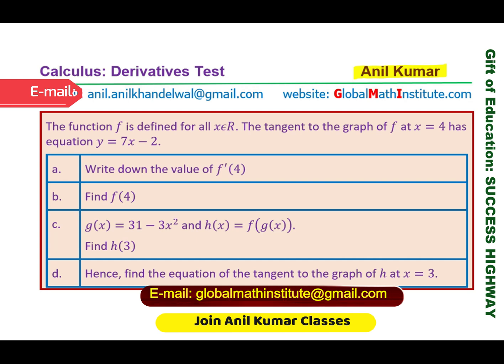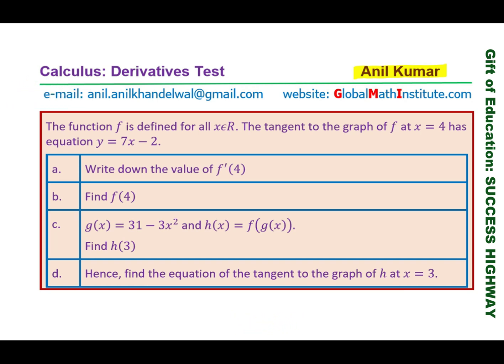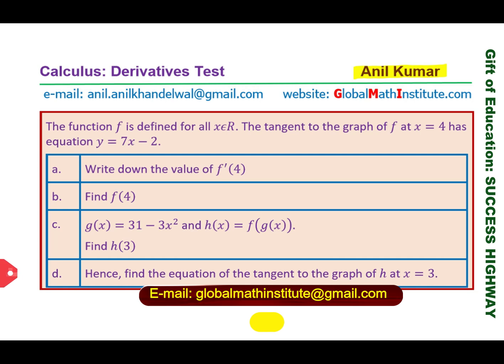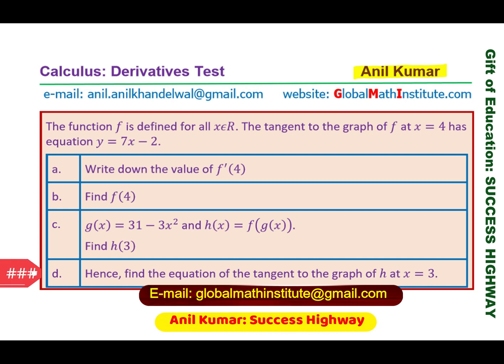g of x is defined as g of x equals 31 minus 3x squared, and h of x is f of g of x. So it's a composite function. You need to find h of 3. And part D is, hence, find the equation of the tangent to the graph of h at x equals 3. So this particular part, find the equation of the tangent to the graph of h at x equals 3.